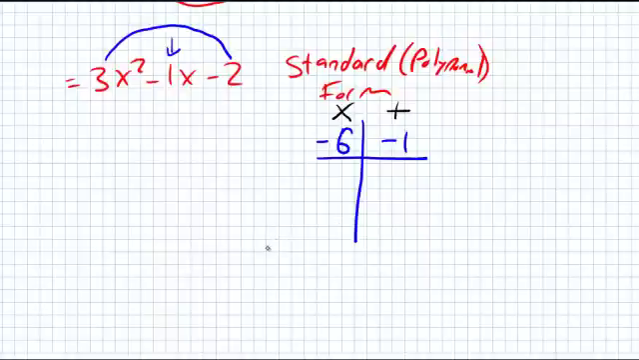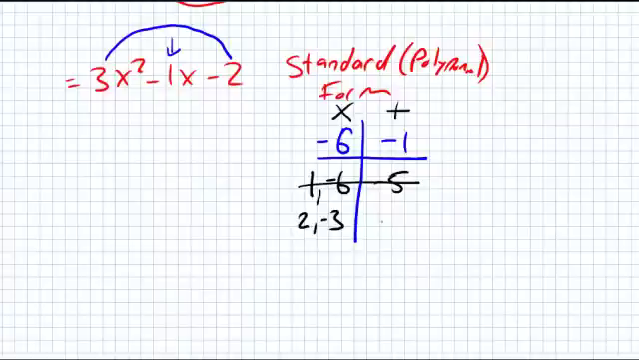If you can do it in your head, that's great. But a systematic approach to doing that is just to take 1, 2, 3, and so forth until I find it. So I start with 1. 1 times negative 6 is negative 6. 1 plus negative 6 is negative 5. That didn't work. 2. 2 times negative 3 is negative 6. 2 plus negative 3 is negative 1. There it is. I found it.